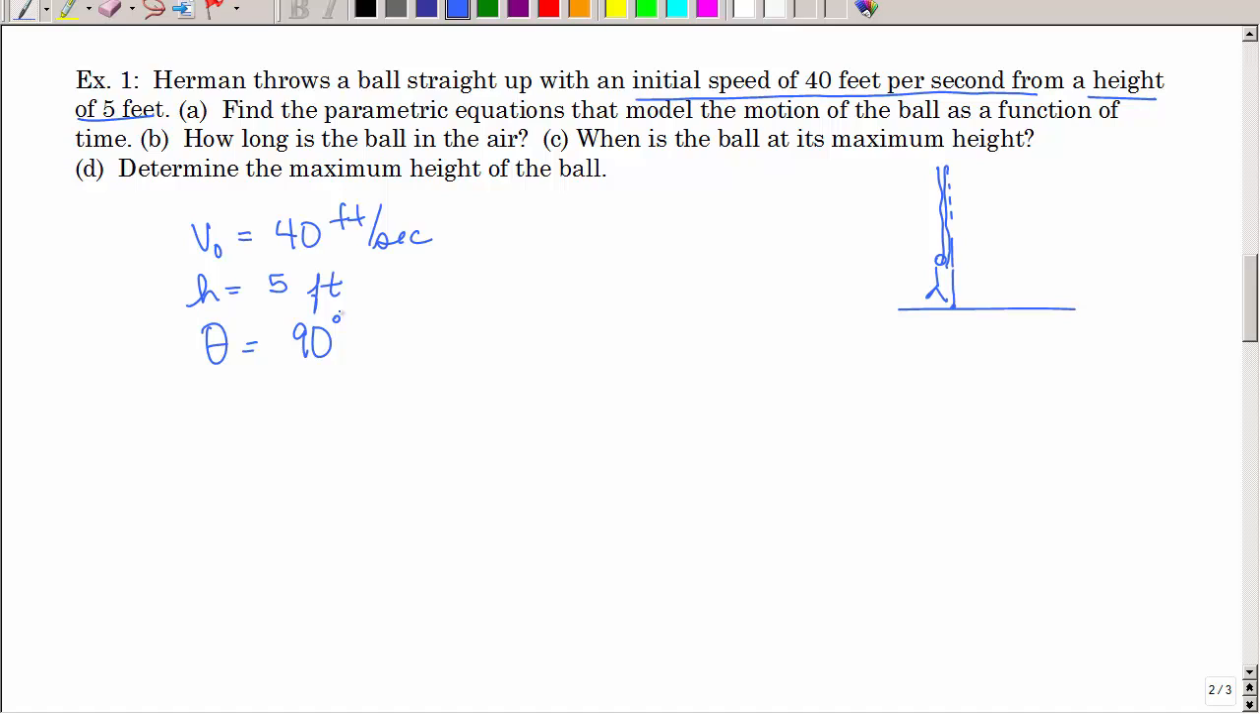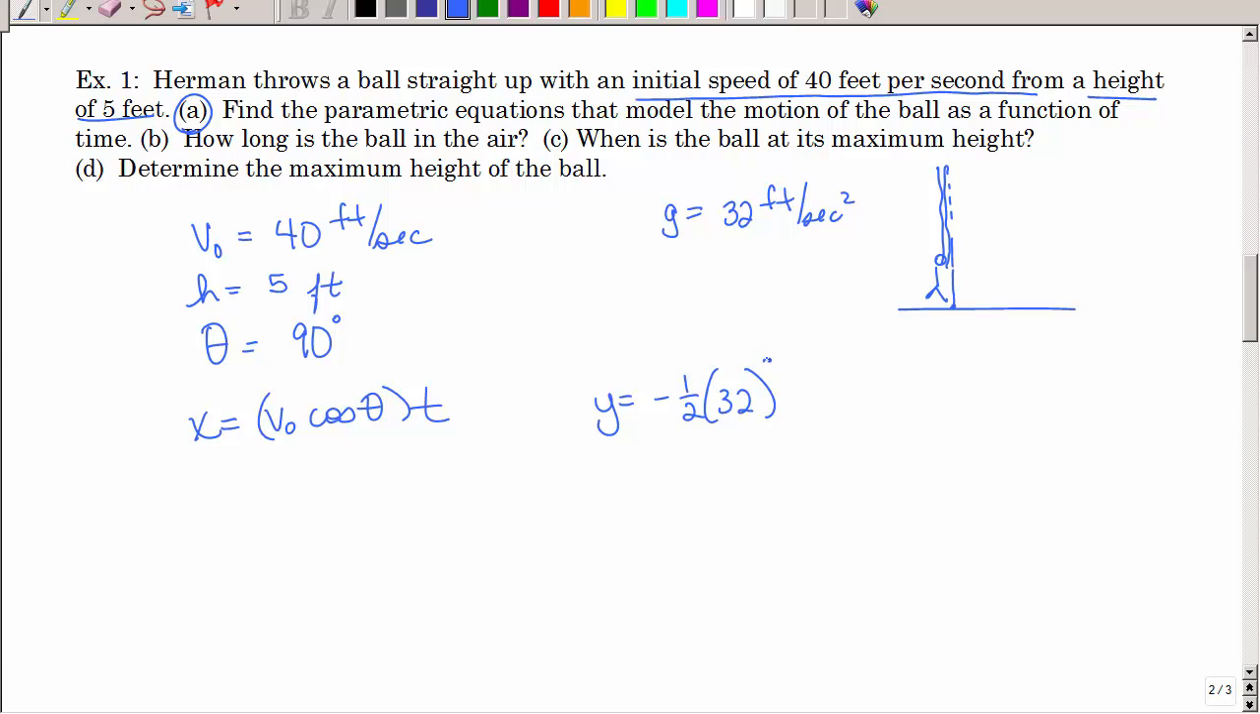Do we know anything else? I don't think so. So part A: find the parametric equations that model the motion of the ball as a function of time. Remember, we have two of those. We have x equals v naught cosine theta times t, that's the horizontal, and then we have this one. Now g is 32 feet per second squared. That's a constant. So those are our two equations.